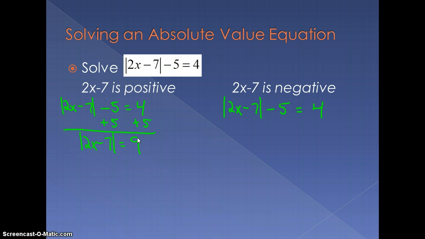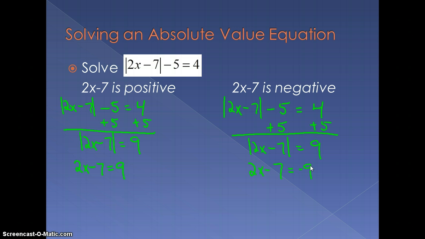Okay? So this one, we want to think 2x minus 7 is positive. So 2x minus 7 equals positive 9. This one, we add 5 to both sides. Get the absolute value of 2x minus 7 equals 9 again. This one, we're thinking 2x minus 7 is negative. It's equal to negative 9.